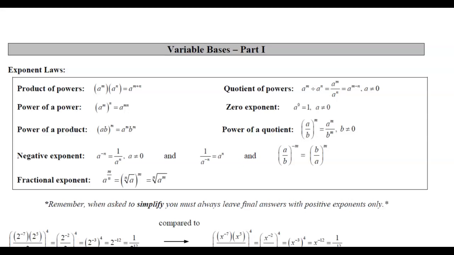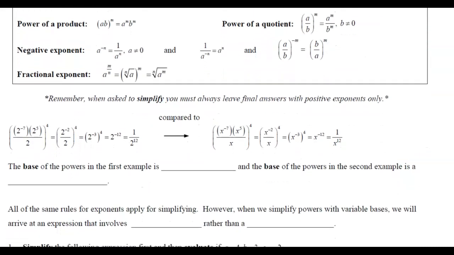written out there on your notes all of the rules, so the exponent laws from junior high and the ones that we've just learned. The ones that we've just learned are at the bottom, negative exponent and fractional exponent. So what we have to remember here, when asked to simplify, you must always leave final answers with positive exponents only. Sometimes we'll prompt you or remind you, but sometimes we won't. So if we say simplify, we are expecting you to have positive exponents.